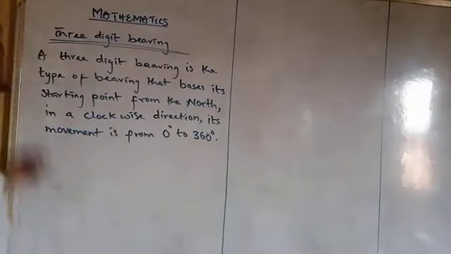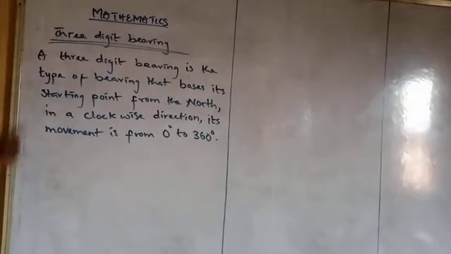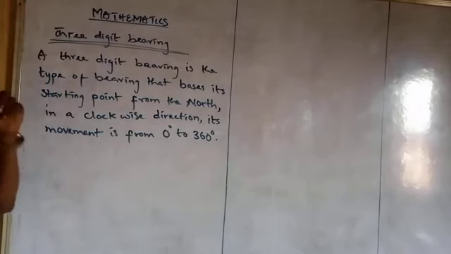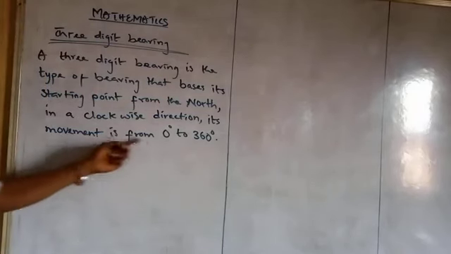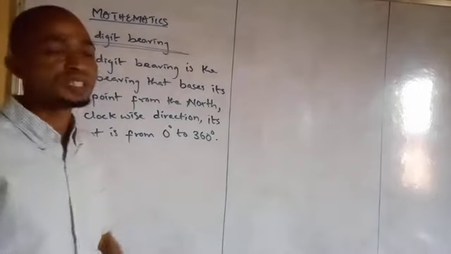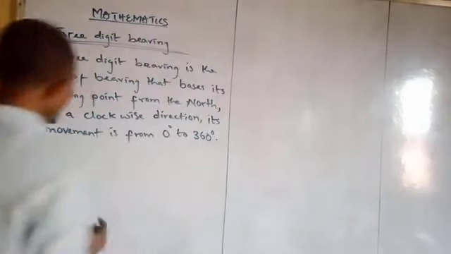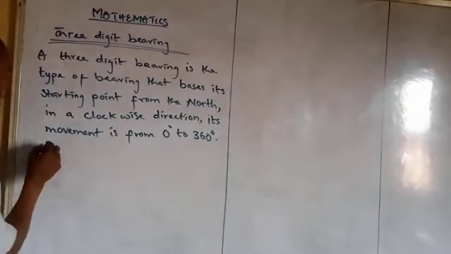I said that a 3-digit bearing is a type of bearing that bases its starting point from the north in a clockwise direction. So its movement is from 0 degree to 360 degree, starting from the north. Have that in mind. So let us look at examples.